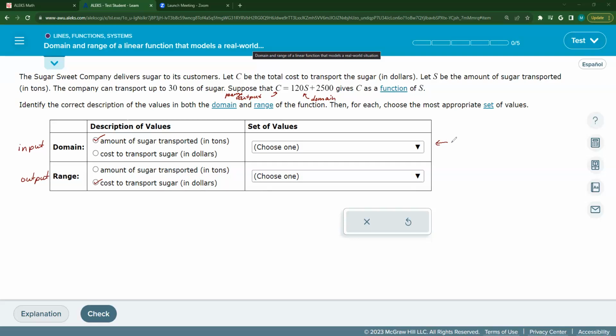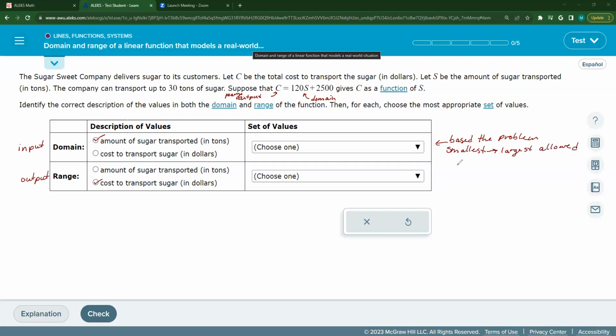Now, the next thing that we're going to do is the domain. This is going to be based on the problem. We need to have the smallest to largest allowed.